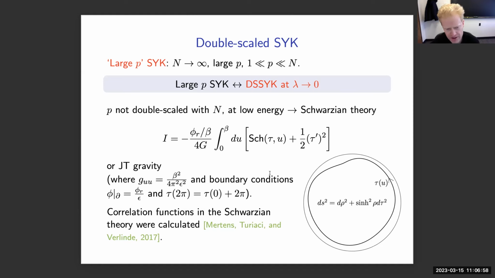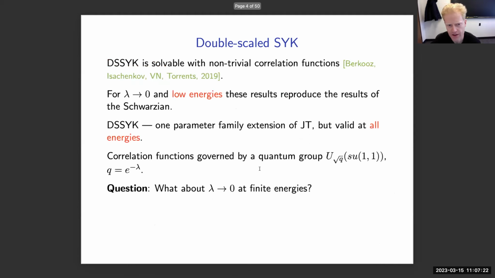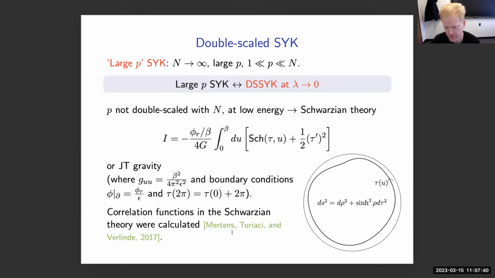The point is that in this Schwarzian theory, the correlation functions were calculated in the paper of Mertens, Turiaci, and Verlinde. So one can expect that if we take double-scaled SYK at lambda going to 0 and low energy, because here we concentrate at low energies, we may be able to find the Schwarzian theory. And indeed, first of all, double-scaled SYK is essentially solvable, so the correlation functions were calculated exactly. And indeed it was checked that when lambda goes to 0 and we consider low energies, we reproduce precisely these correlation functions that were calculated here.